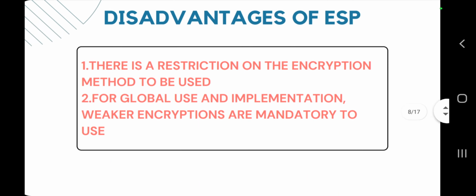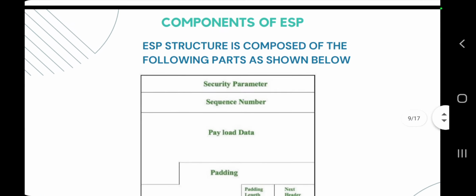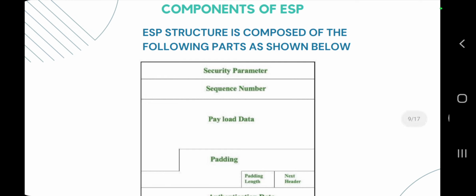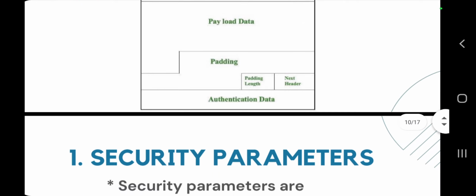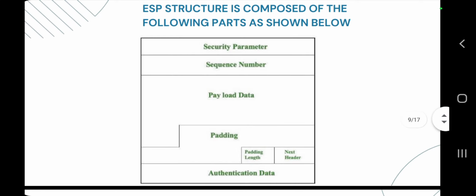Next are the disadvantages of ESP. There are two disadvantages for ESP. First, there is a restriction on the encryption method to be used, and the second is that for global use and implementation, weaker encryptions are mandatory to use. The structure of ESP is composed of the following parts as shown below. First one is security parameter, next is sequence number, next is payload data, next is padding, and padding consists of two sections, that is pad length and next header, and last one is authentication data.